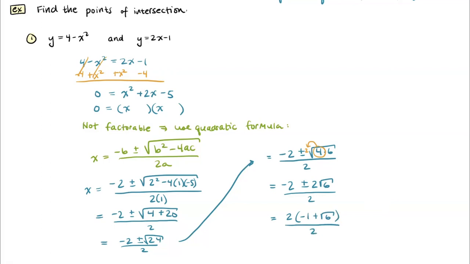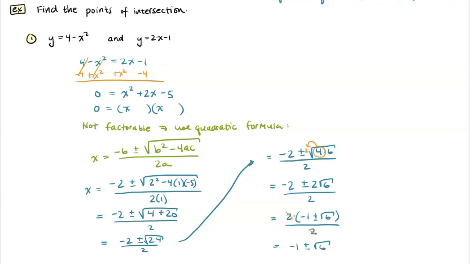And here is the lovely time where we actually can cancel these. We're multiplying by 2, and then we're dividing by 2, and so those will actually cancel out. And so what we are left with here is -1. Oops, and I dropped the plus or minus here, sorry. So -1 plus or minus radical of 6.